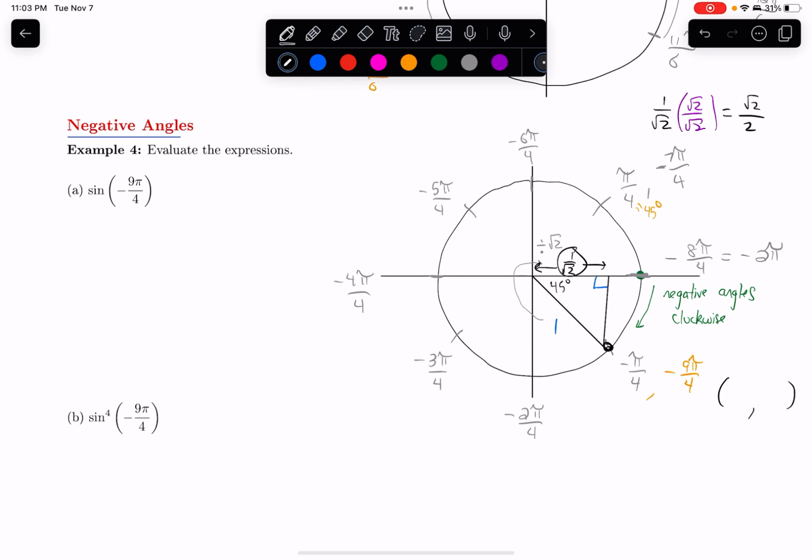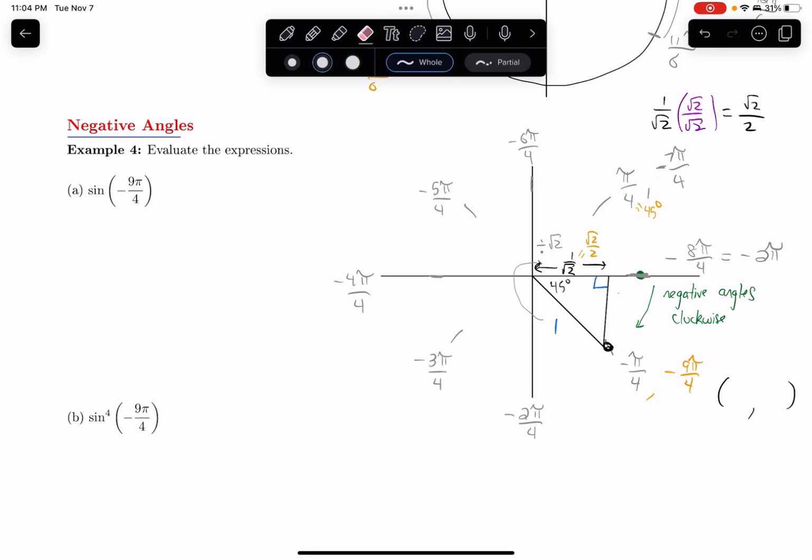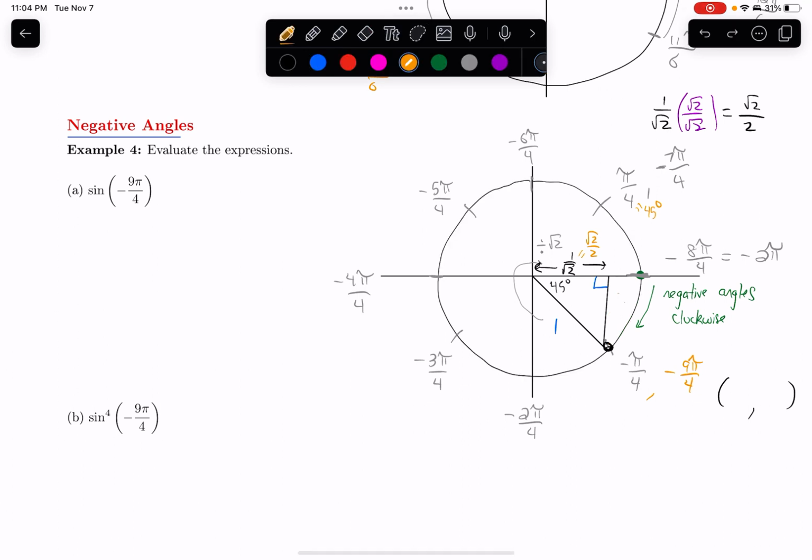Okay, so 1 over root 2 is the same thing as root 2 over 2. So this vertical length is the same. That vertical length is also root 2 over 2. But because this y-coordinate at this point is negative, I'm going to put a negative sign in front of this y value. Okay, so now I can read off these coordinates.